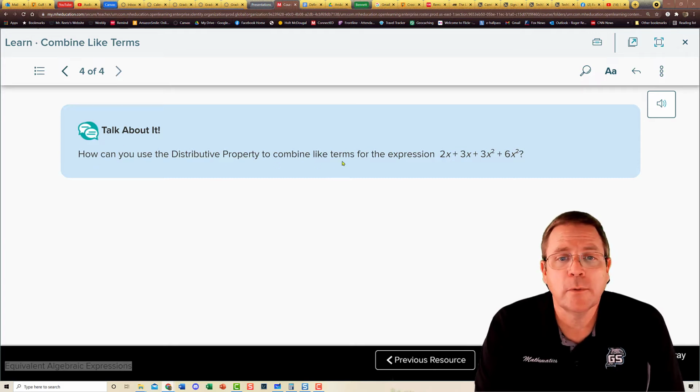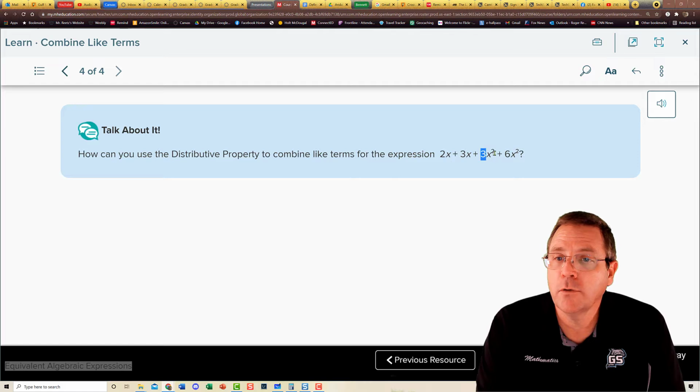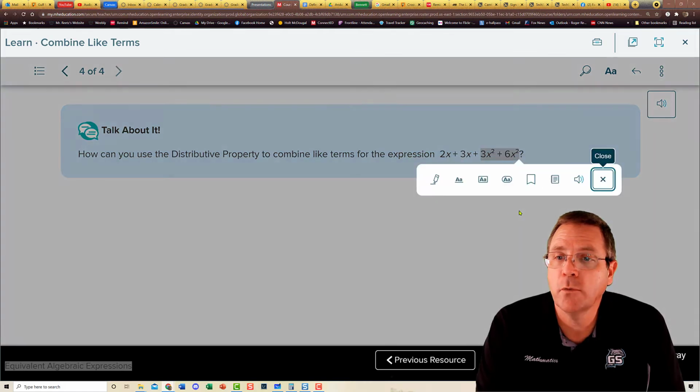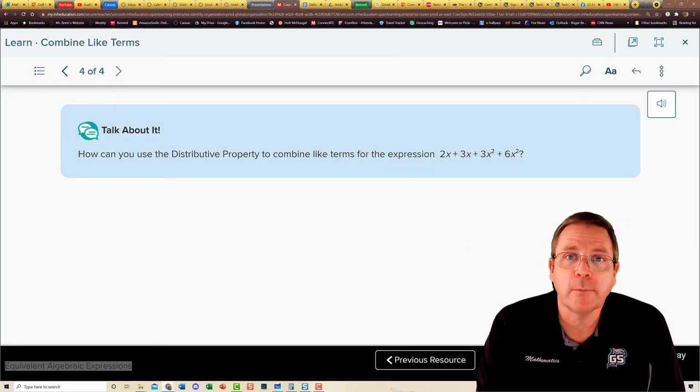How can you use a distributive property to combine terms of expressions like this? Well, you're going to group these two x squareds, those are like terms, and you're going to group the 3x's together because the 3x's are like terms as well, and then factor out the parts that are appropriate for each one of those.